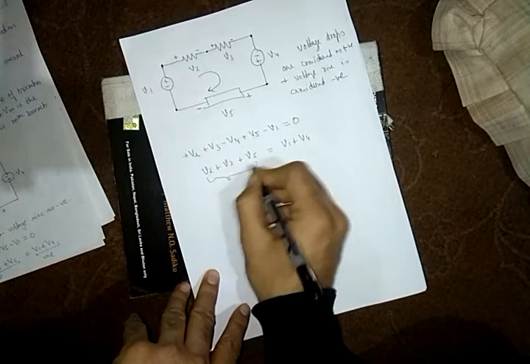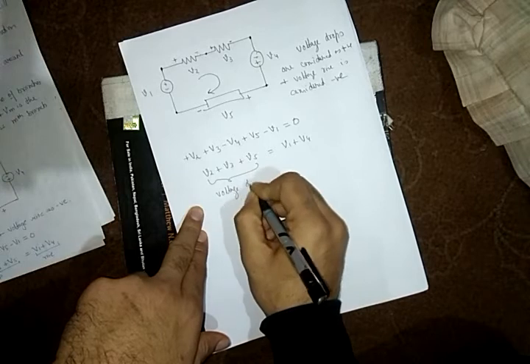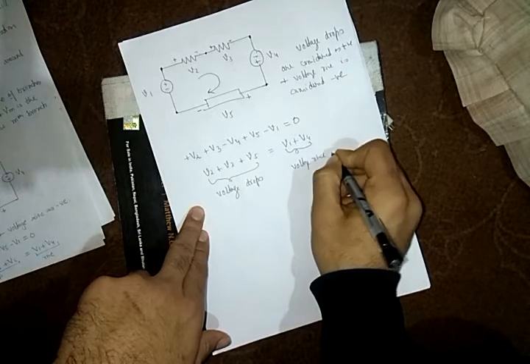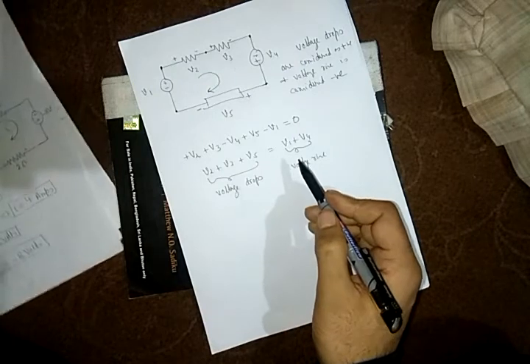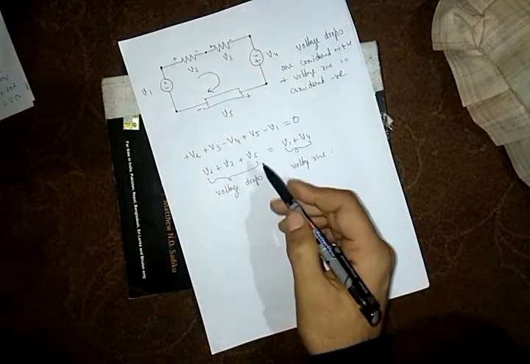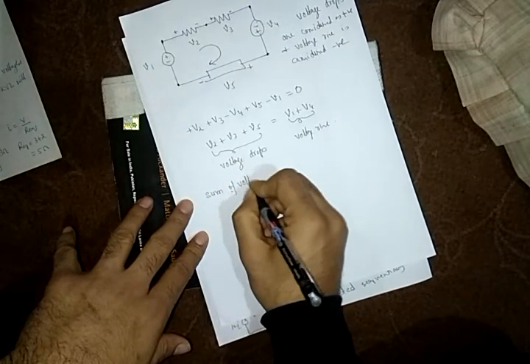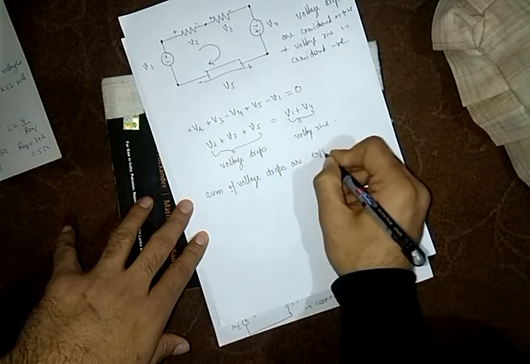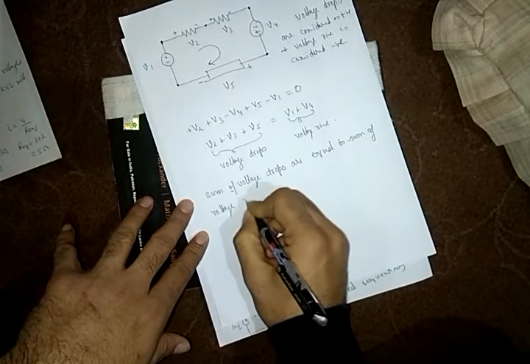What is this, V2 plus V3 plus V5? These are voltage drops, and these are nothing but voltage rises. Okay, so drop I am taking positive, and rise I am taking negative. So from this I concluded that the sum of voltage drops is equal to the sum of voltage rises.